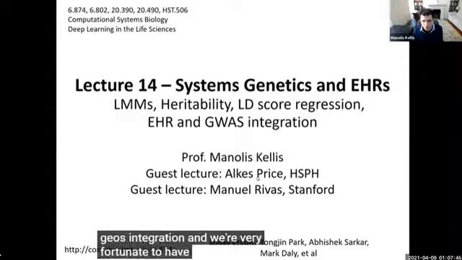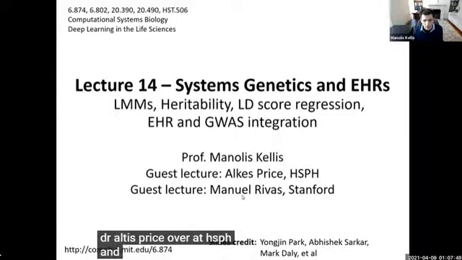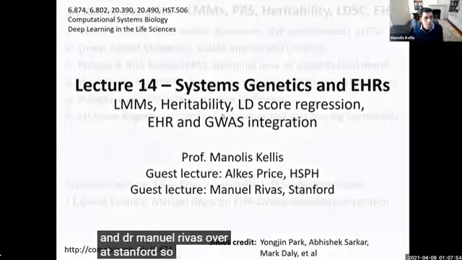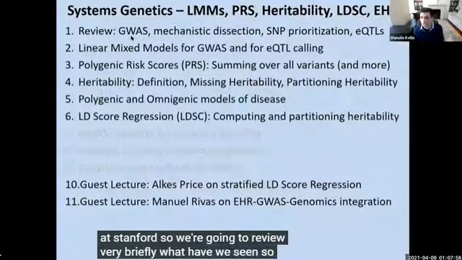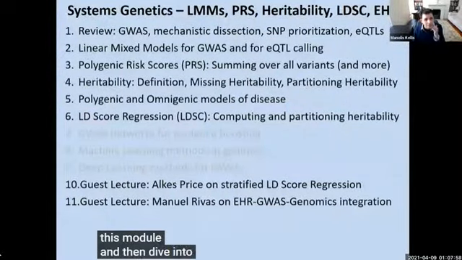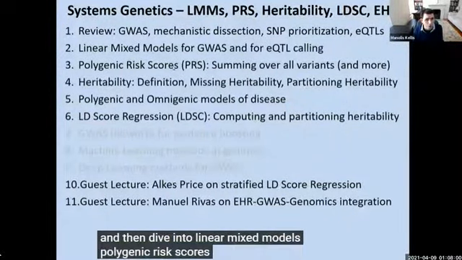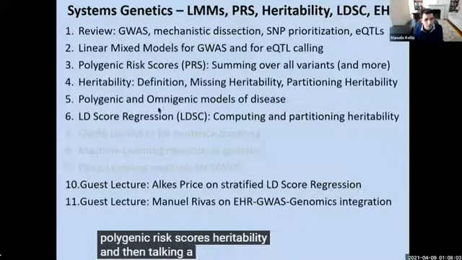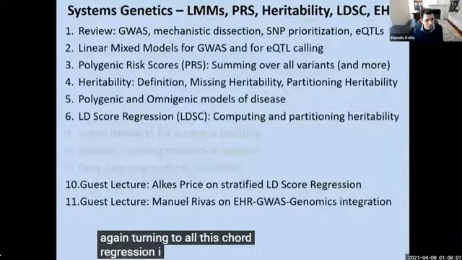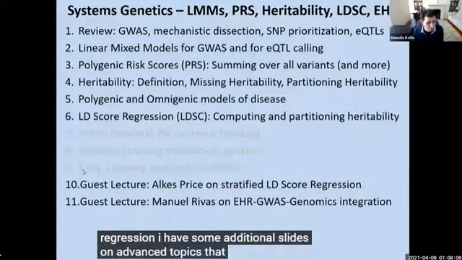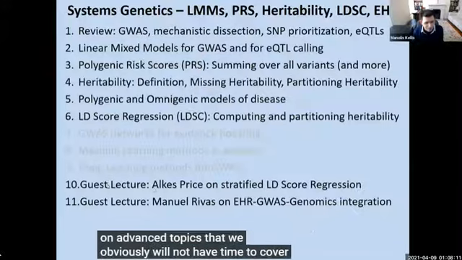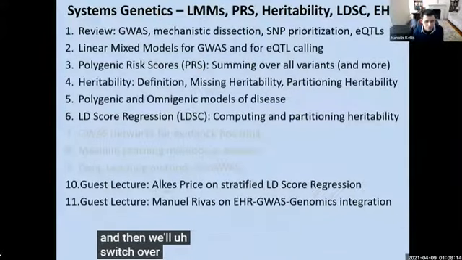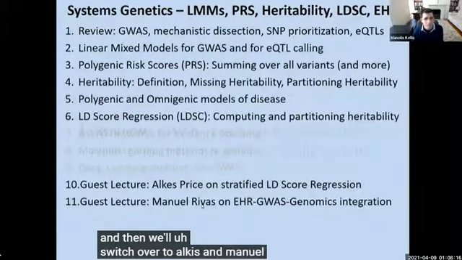We're very fortunate to have two guest lectures by Dr. Alkes Price over at HSPH and Dr. Manuel Rivas over at Stanford. We're going to review very briefly what we've seen so far in this module, and then dive into linear mixed models, polygenic risk scores, heritability, and then talk a little bit about omnigenic models, and then turn to LD score regression. I have some additional slides on advanced topics that we obviously will not have time to cover, and then we'll switch over to Alkes and Manuel.